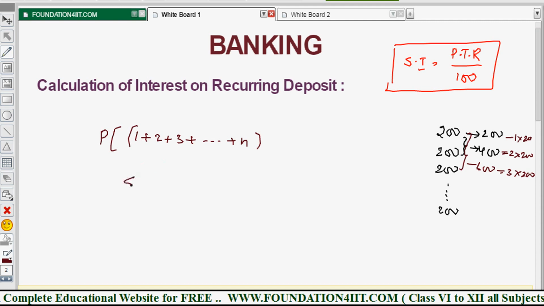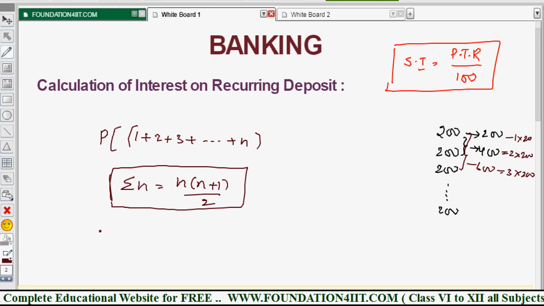Now we know the formula for sigma n: 1 plus 2 plus 3 and so on till n is equal to n into n plus 1 by 2. Then P into 1 plus 2 plus 3 and so on till n can be written as P into n into n plus 1 by 2. This is the total principal calculated.